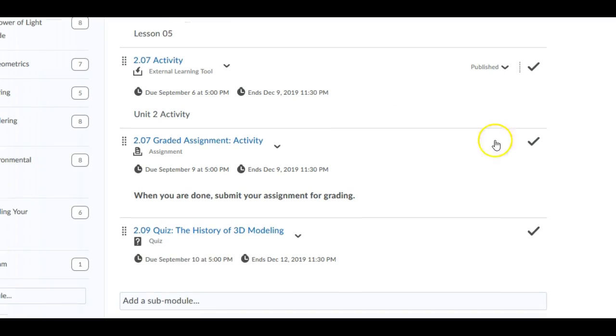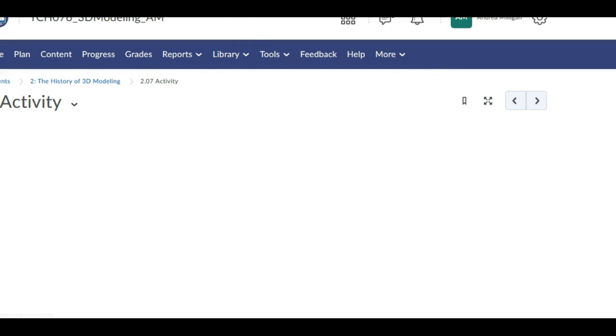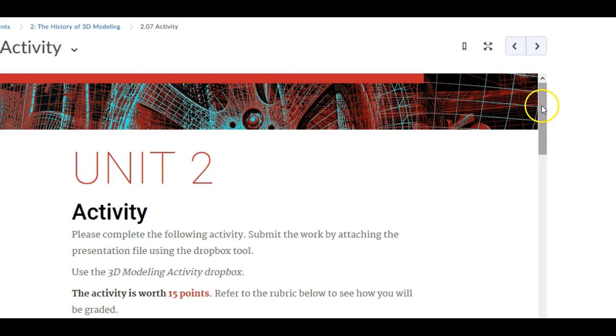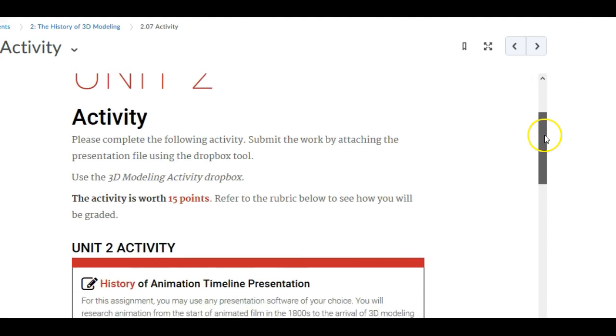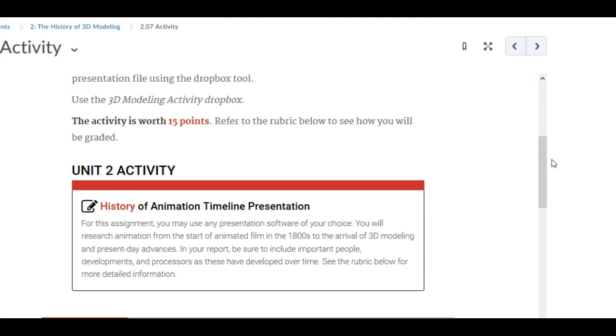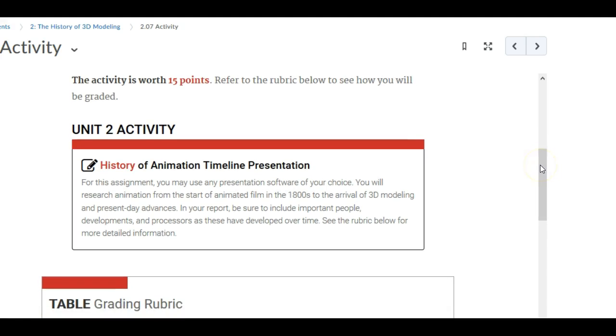2.07, you have a couple days to work on that. That is assigned on Friday the 6th. So let's take a look at this activity. Okay, so it's worth 15 points. And you're going to talk about the history of animation. You're going to make a timeline. And you can use any presentation software you like. You can use PowerPoint. You can use Prezi.